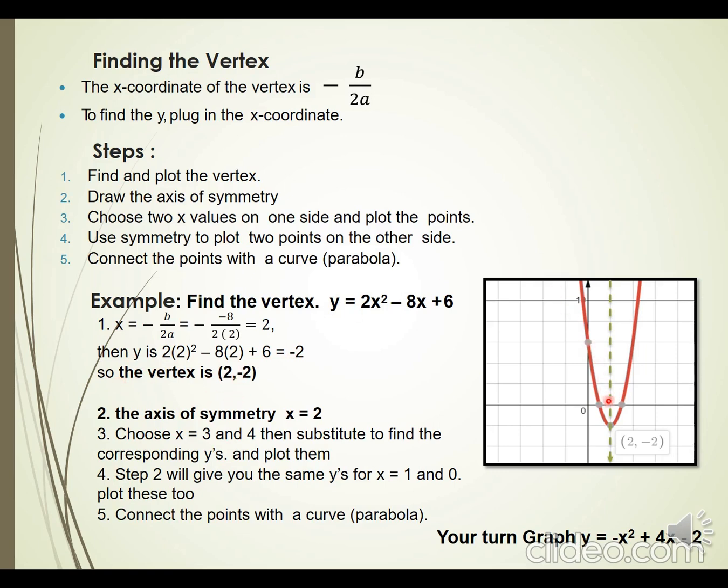Plot that. So we graph (2, negative 2). Step number 2. If x in the first part was 2, then we should have a vertical line at x equals 2. That's called the line of symmetry. Step number 3, let's pick two values of x, 3 and 4, for example. Here's x equals 3, and here's x equals 4, depending on your graph.